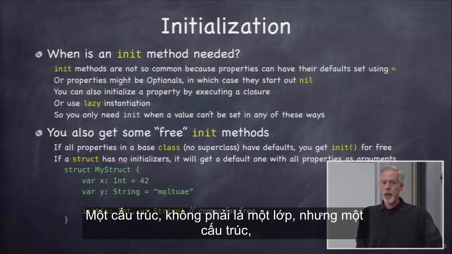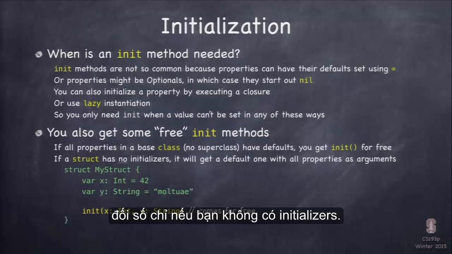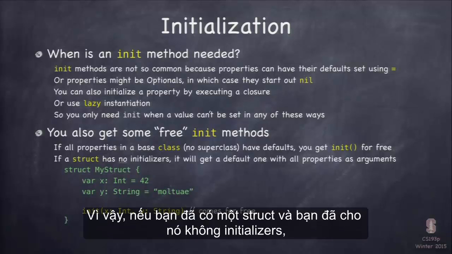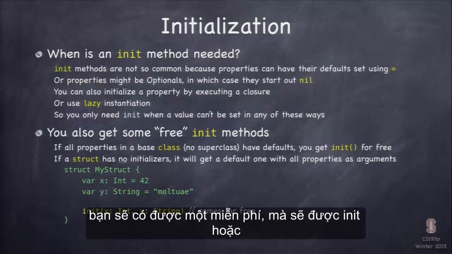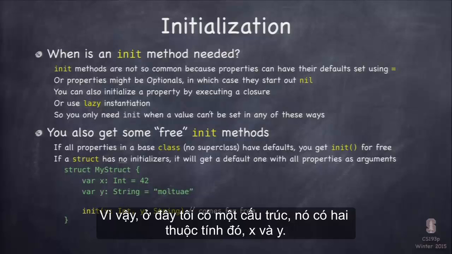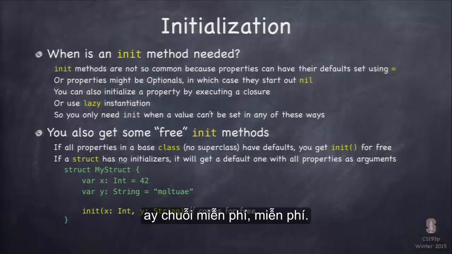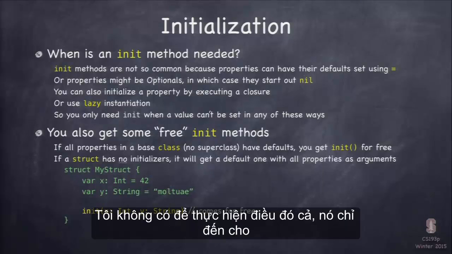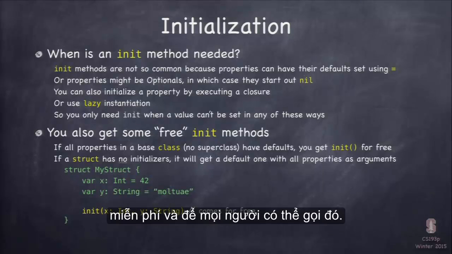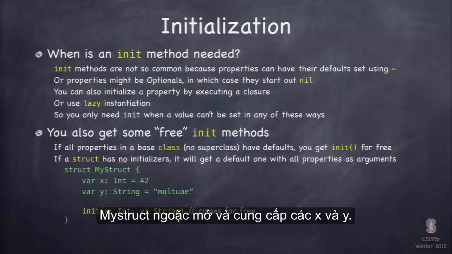A struct, not a class, will get a default init that has all the properties as arguments, but only if you have no initializers. So if you had a struct and gave it no initializers, you would get one for free, where all the arguments match all the vars and lets you have. Like here I have a struct with two properties, x and y, and you can see that I got this init, x takes an Int and y a String, for free. I didn't have to implement that at all. It just came for free. And so people can call that.